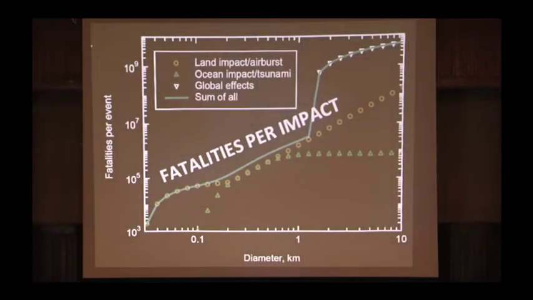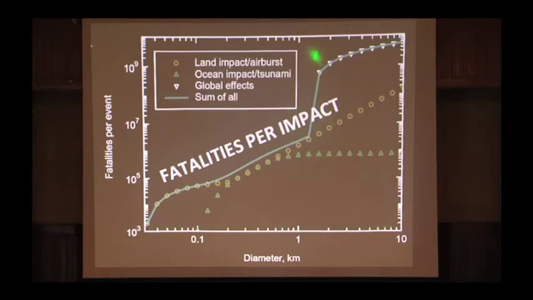So what is the risk of dying now? What is the risk of you all dying due to an asteroid impact? This is the fatalities, deaths per year, per event, due to an asteroid impact ranging from about 10 meters to 10 kilometers in diameter.